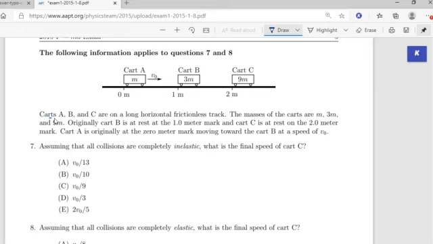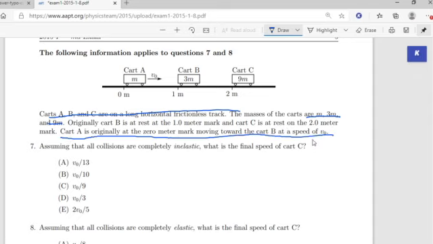So we have these carts on a long frictionless track, and I shouldn't have done that because it's harder to read, but whatever. And these are the masses of the carts, and cart A is originally at the 0 mark moving towards cart B with a speed of V0, and the other two are at rest. And assuming all collisions are completely inelastic, what's the final speed of cart C? So since it's inelastic, we know that A collides with B and they stick together, and then the AB system collides with C and everything sticks together.